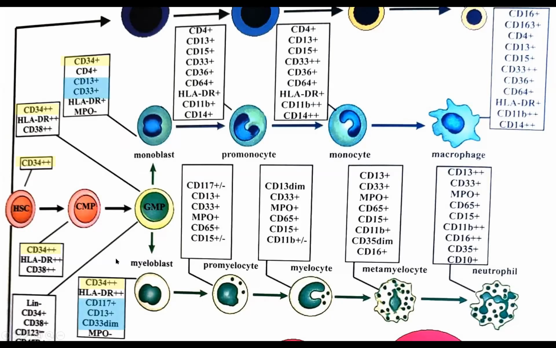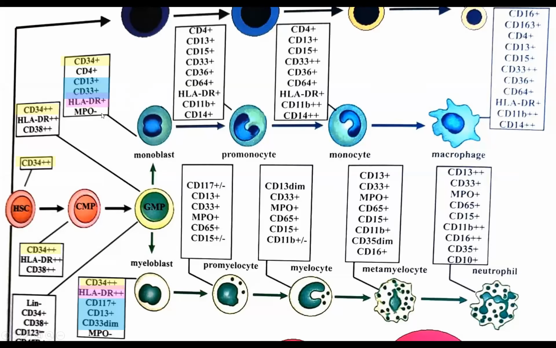Then the myeloblasts are characterized by having CD117. So you can see there is a CD117. You can see CD13 in both the monoblasts as well as the myeloblasts, plus and plus in both of them. However, CD33 is dim in the myeloblast and it is there in the monoblast. When we show you the normal myelomonocytic maturation, you will see all of these things.